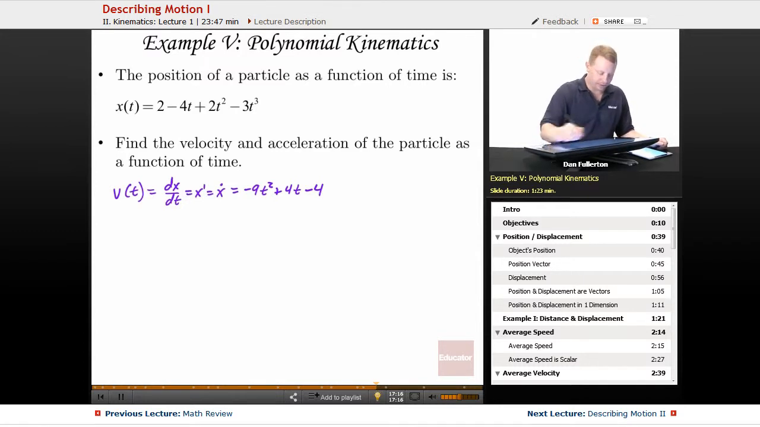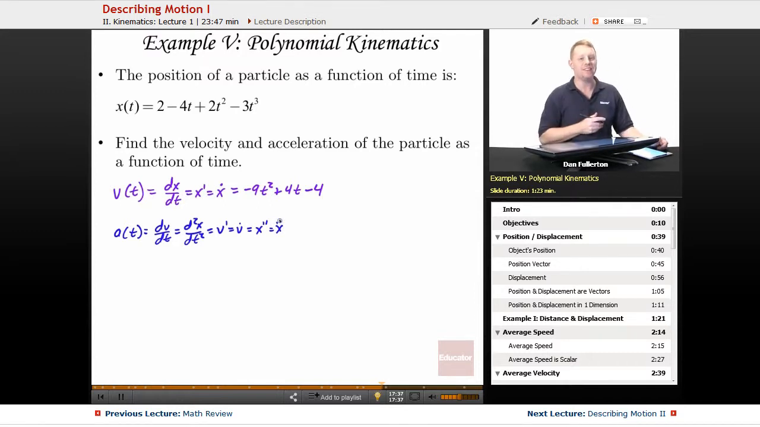Now to find our acceleration as a function of time, that's the derivative of velocity with respect to time, or the second derivative of x with respect to time. Or we could write this as v prime, or v with the dot, or x double prime, or x with 2 dots. They all mean the same thing.